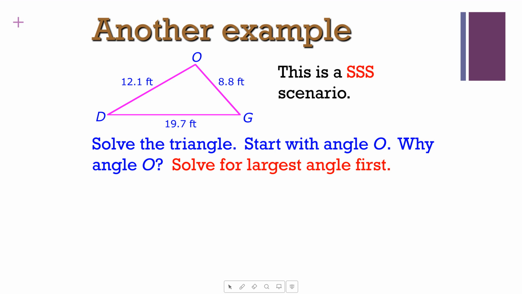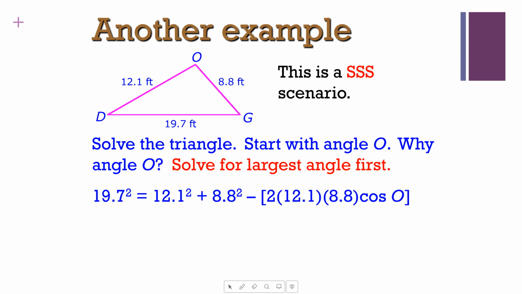Okay, let's talk about the process more so than setting it up, because I think almost all of you set it up correctly, but you struggled with the algebra. So, there's the setup. Everybody good to go? Notice that the 19.7 is squared, the first 12.1 and the first 8.8 are squared. First common mistake that people make in solving a law of cosines is they forget that minus sign. Second thing is you forget the parentheses.